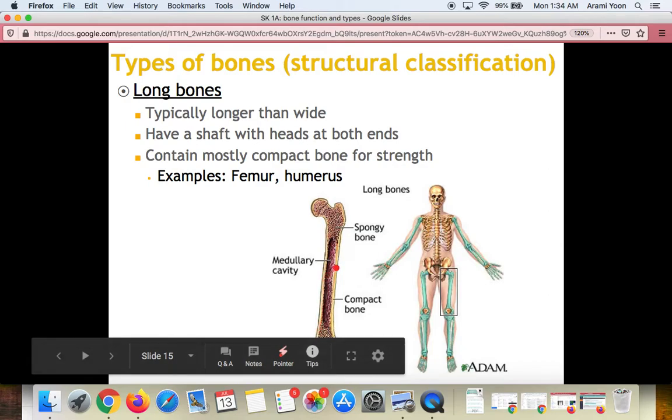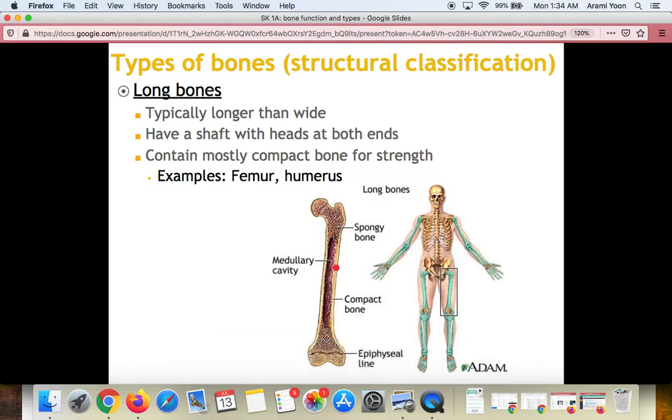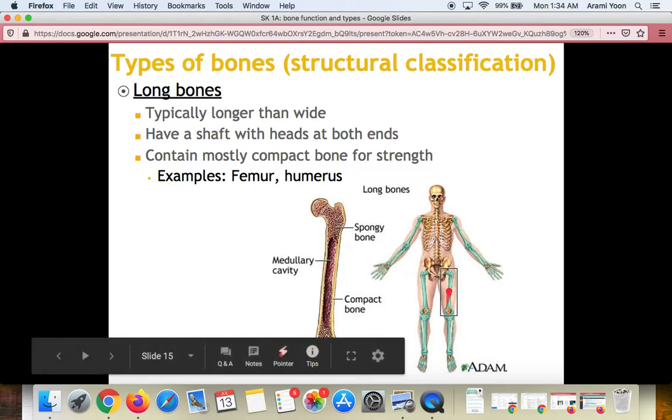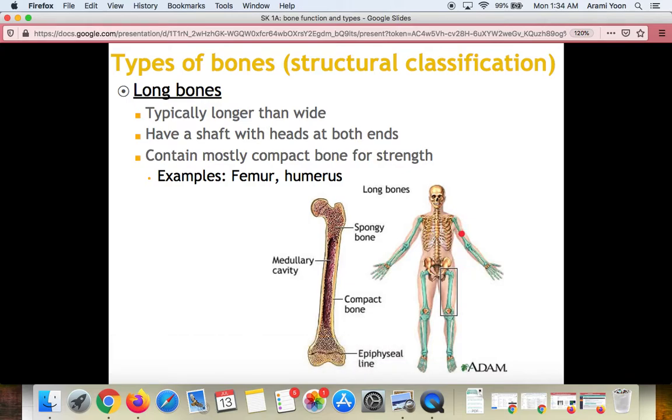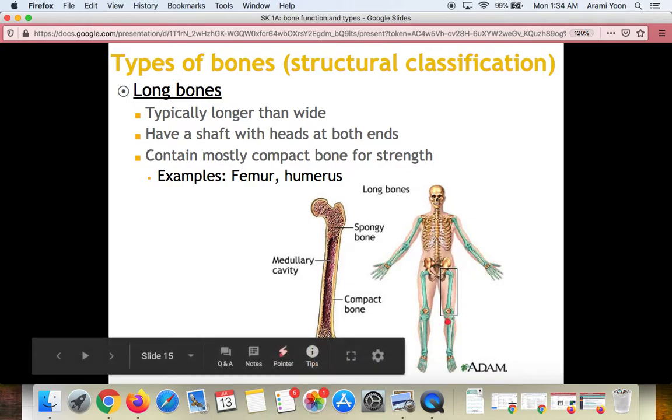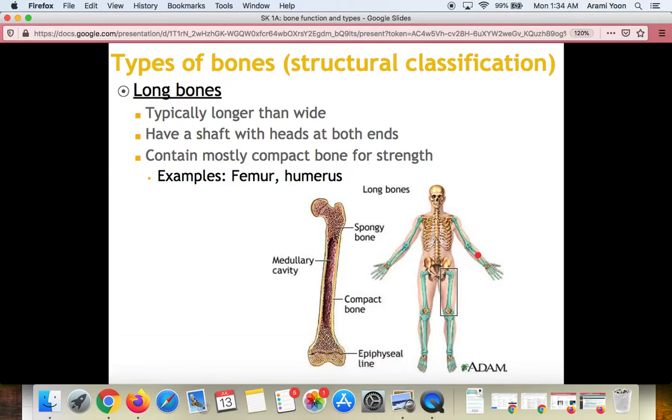And the long bones are going to have mostly compact bone, which gives them additional strength. And that's because the long bones are the ones that are supporting most of the forces of your body. So some great examples of long bones are your femur here and your humerus here. But then you can see there are additional ones here, like obviously your tibia, your radius, and your ulna. Those are all long bones as well.